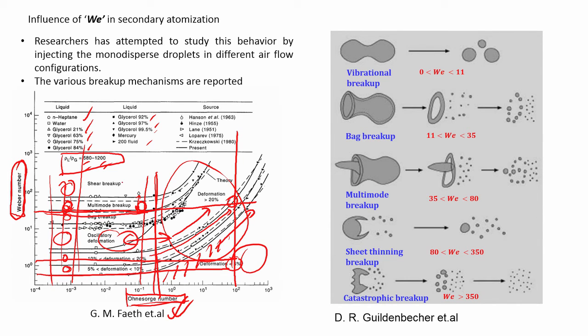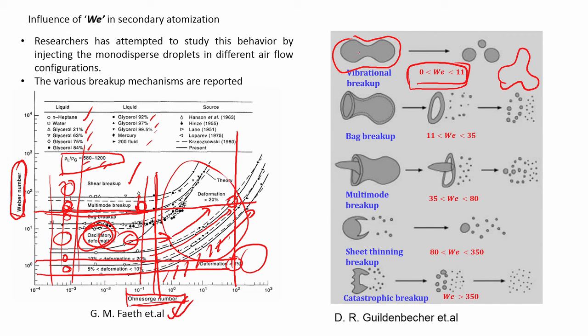Now, we have said that there are different modes of breakup like multimode, oscillatory, this and that. One of the modes that we are going to look at is the vibrational or the oscillatory mode of breakup. This happens for a Weber number range of about 10 to 11. So, in that particular range, the droplet undergoes almost a single mode of breakup. You know what a single mode of breakup is? The droplet can show this kind of modes also.